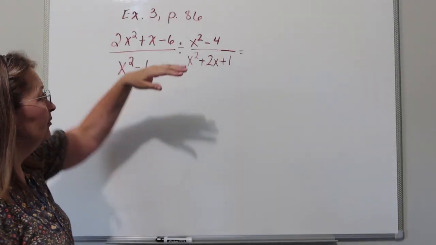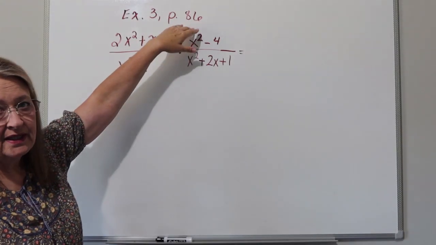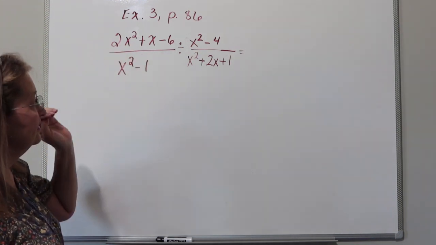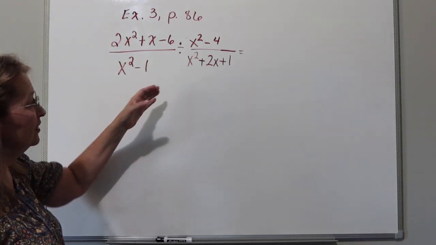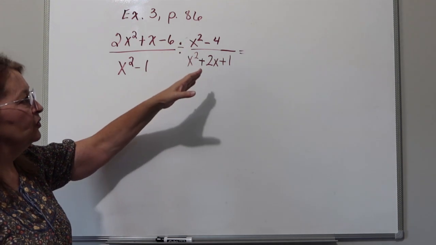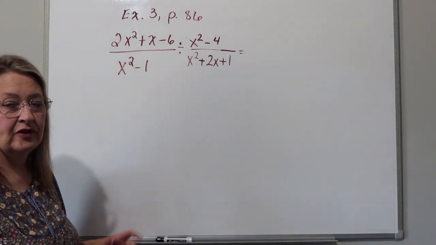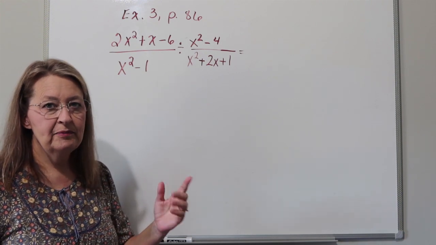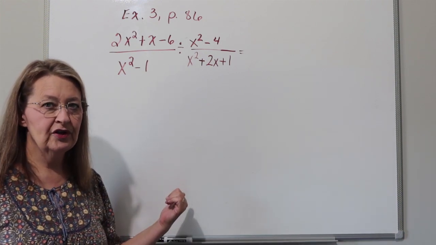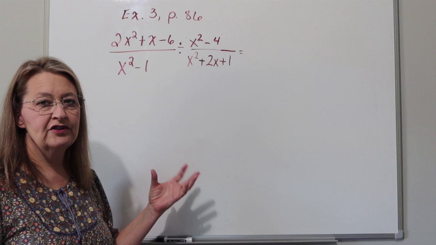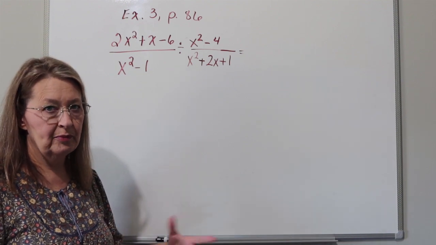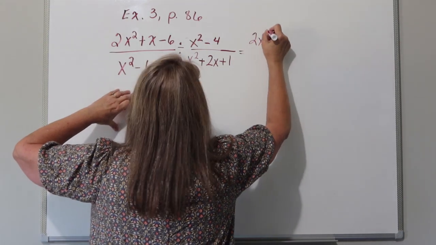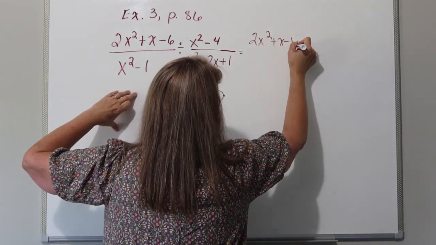Let's look at one more example. Example 3, page 86. This is a division problem. I've got 2x squared plus x minus 6 over x squared minus 1 divided by x squared minus 4 over x squared plus 2x plus 1. How do you divide fractions? Remember that phrase, keep, change, flip? That's what you're going to do. When you divide fractions, you multiply by the reciprocal. So the first part is not going to change.